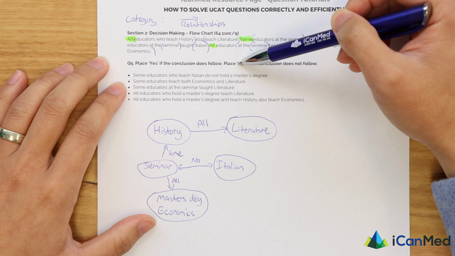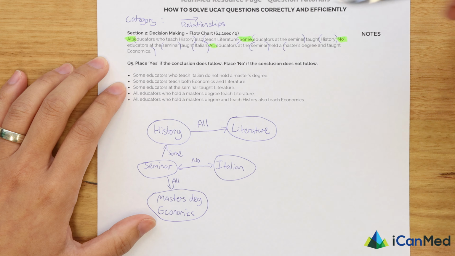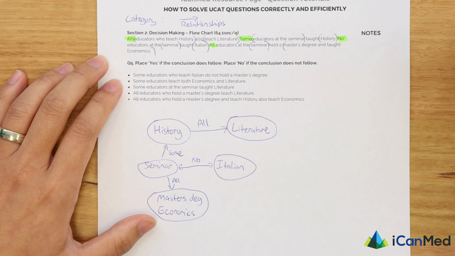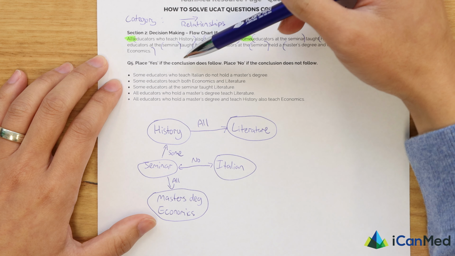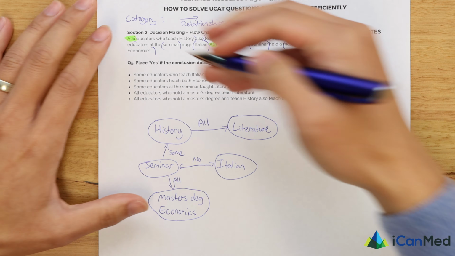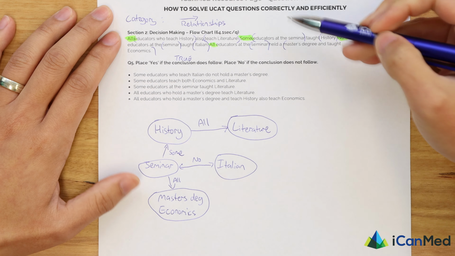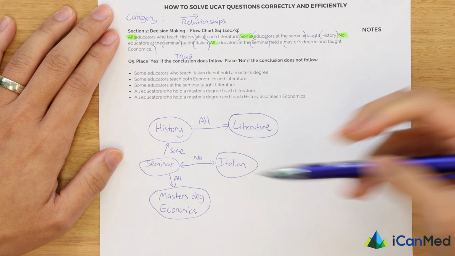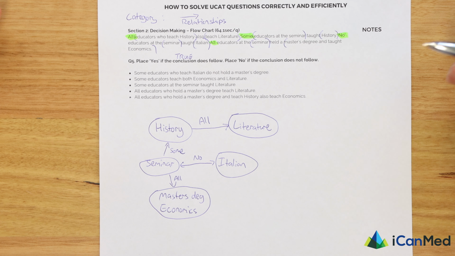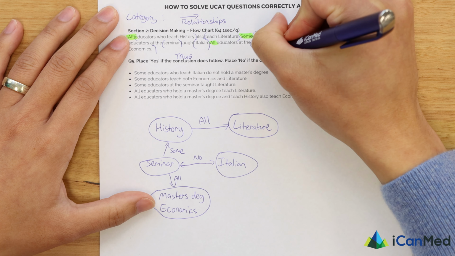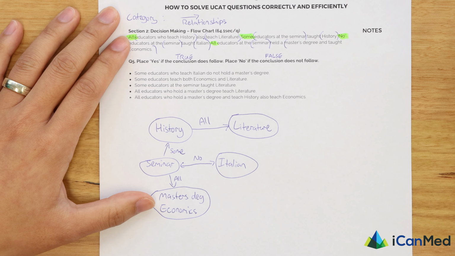With flowchart questions, you are always given 5 statements, and you're asked to put a yes or no for each of the statements. A yes represents if the statement is conclusive, or another way to say that is the statement is true based on the information given in the passage, which is also in the flowchart. A no is if the conclusion does not follow, and another way to say that is if the statement is false, you put a no.